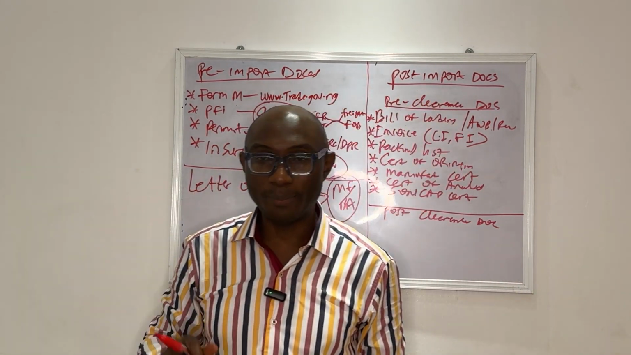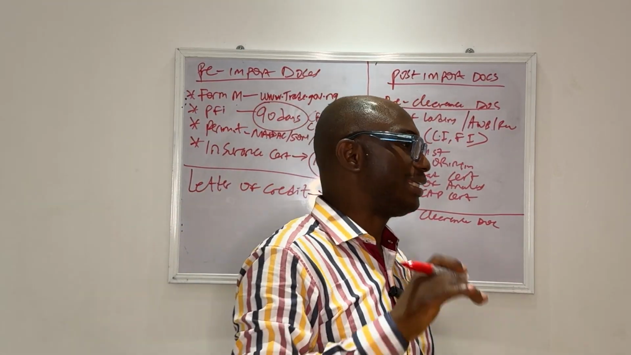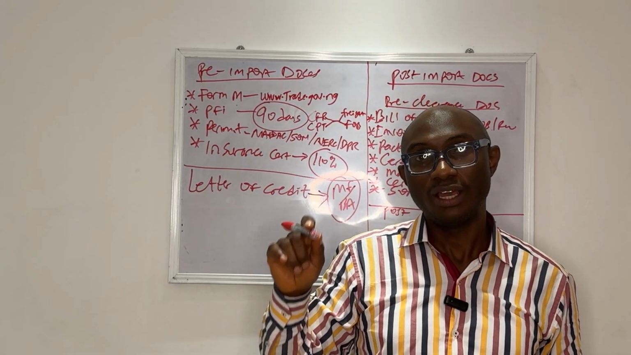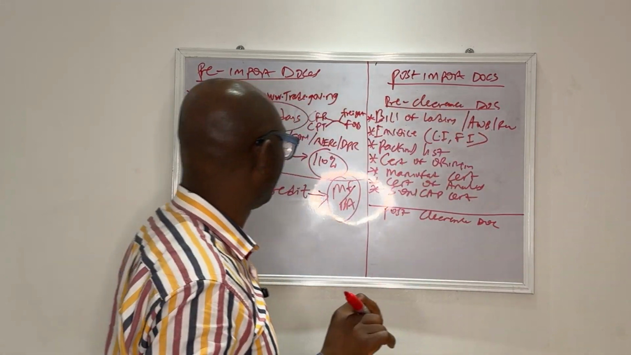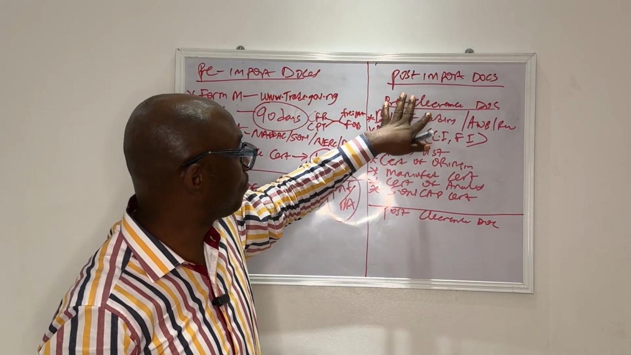This is very important. Very important. The reason it is very important is because the nature of the transaction will determine what happens afterwards. Now, by nature, I mean the value of the goods. Now, this document is pre-clearance.